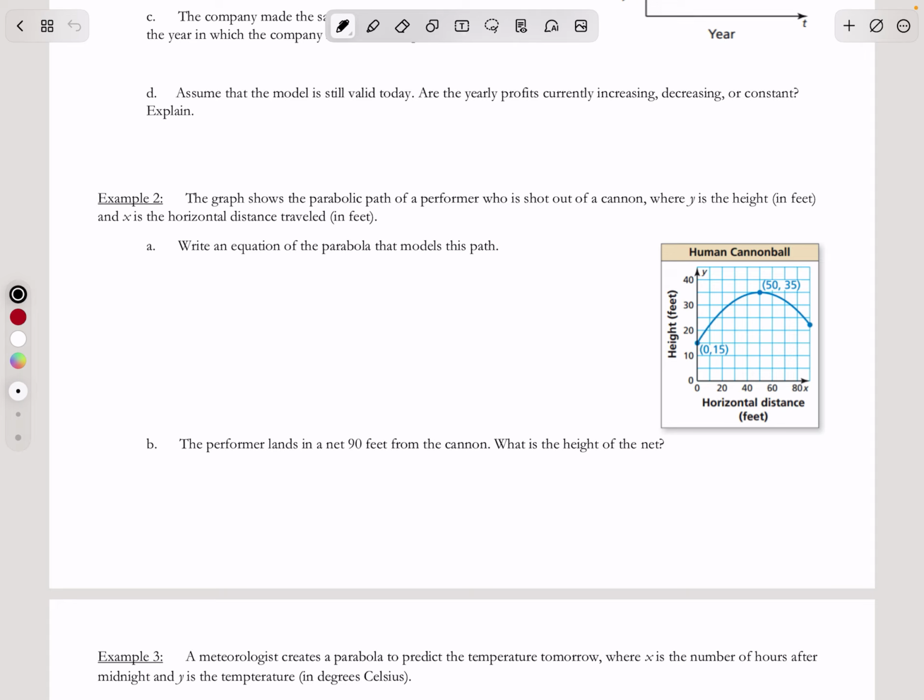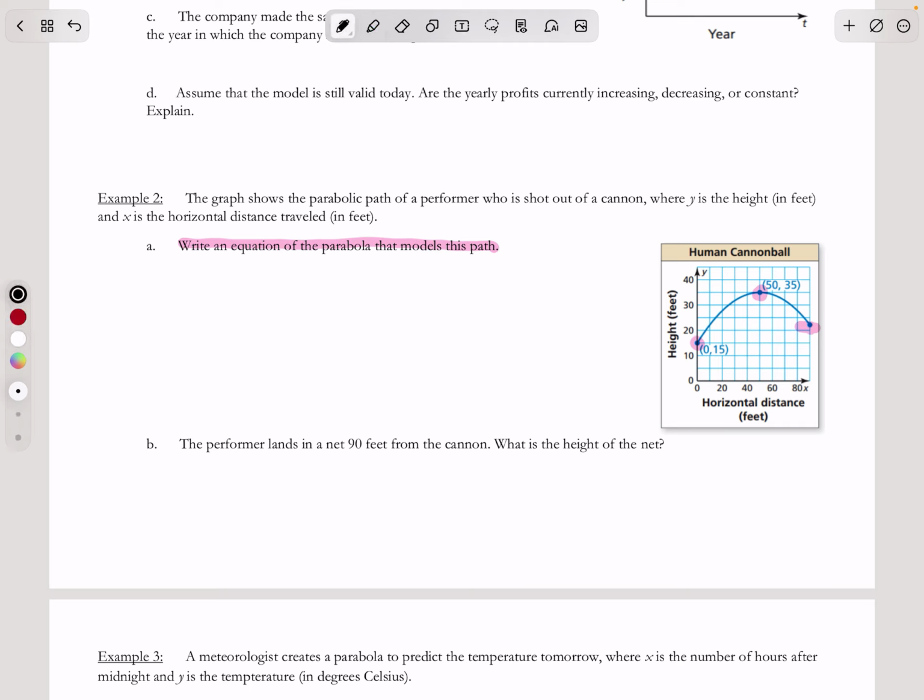And this falls on the easy side, where in this case you're given a vertex and an additional point. They're asking you to come up with an equation of the parabola that models this path. As you can see, the parabola is tracing out a path. It's a human cannonball person being shot out of a cannon and landing in a net somewhere over here.